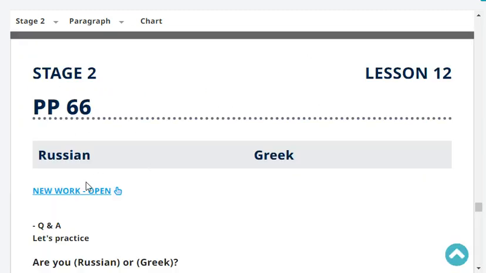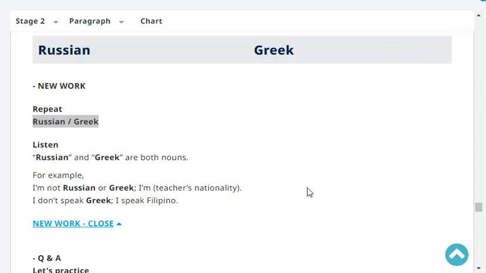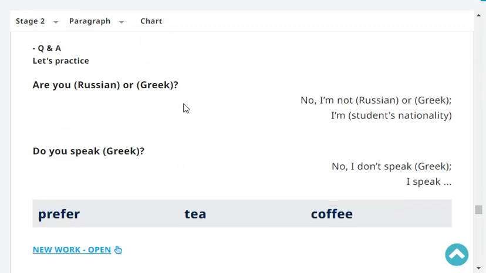Okay, next. Russian. Russia. The people in Russia. Russian. Greek. So the Greek is the people in Greece. So Russian and Greek are both nouns. They're nationalities. For example, I am not Russian or Greek. I'm Filipino. I don't speak Greek. I speak Filipino.